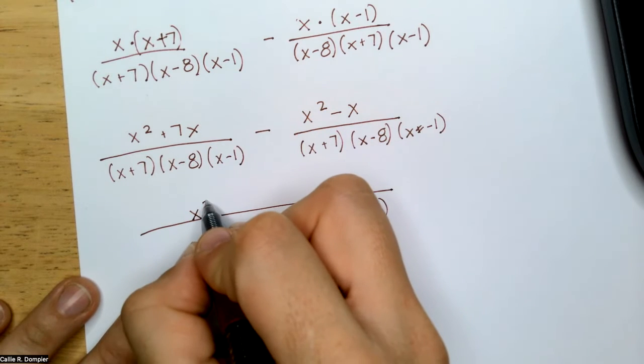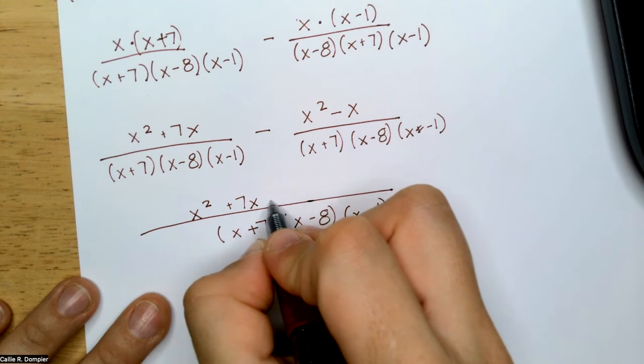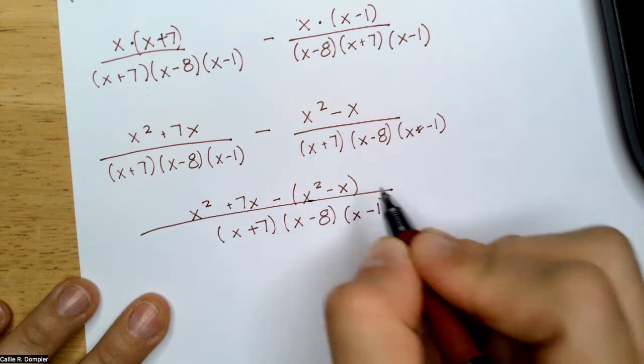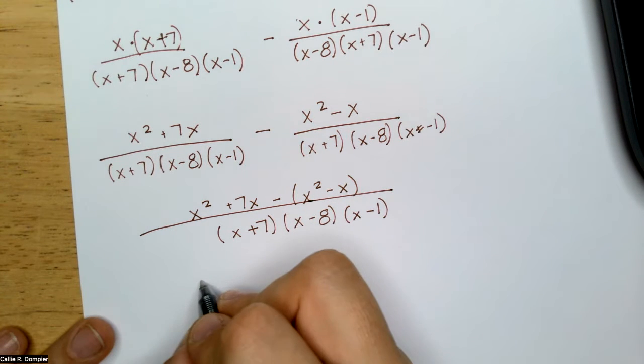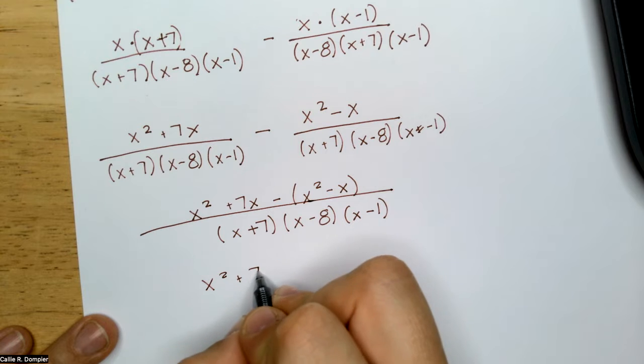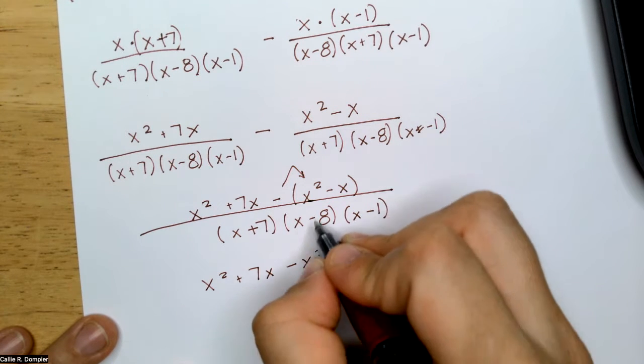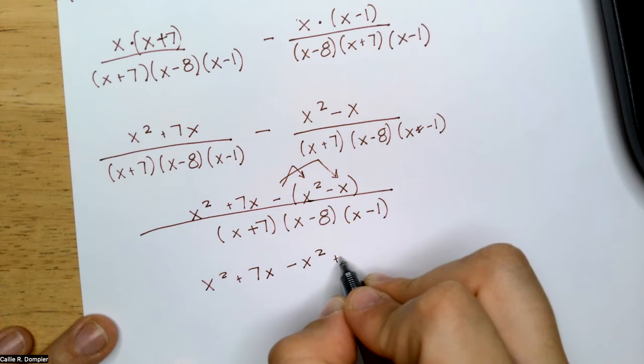So we have x squared plus 7x minus parentheses x squared minus x, because you need to distribute that minus sign. It becomes x squared plus 7x minus x squared plus x.